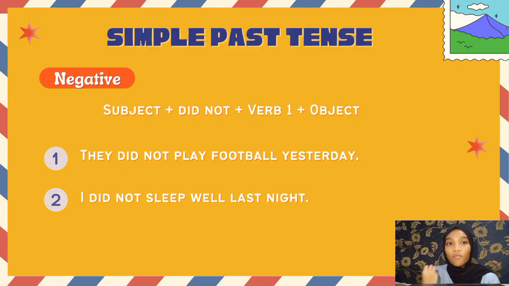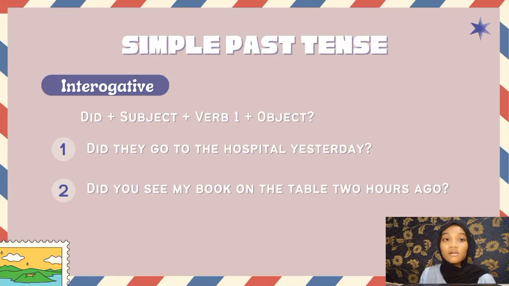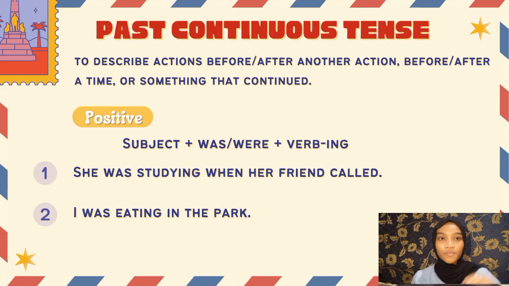For the negative forms, the formula is subject, did not, verb 1, and object. For the example, they didn't play football yesterday. For the interrogative forms, the formula is did, subject, verb 1, and object. For the example, did they go to the hospital yesterday?